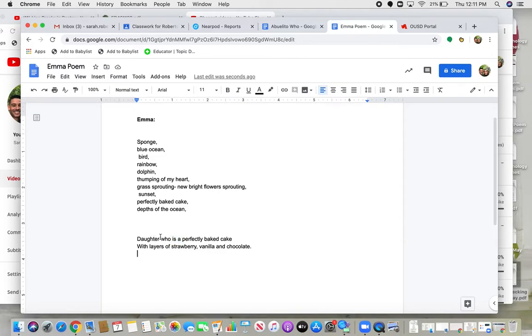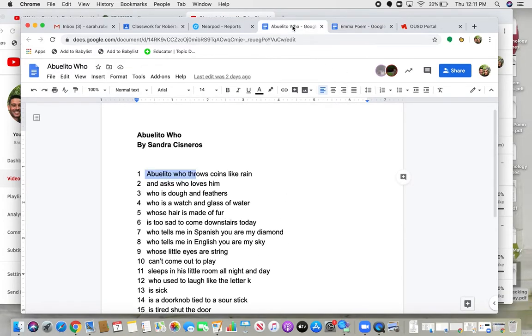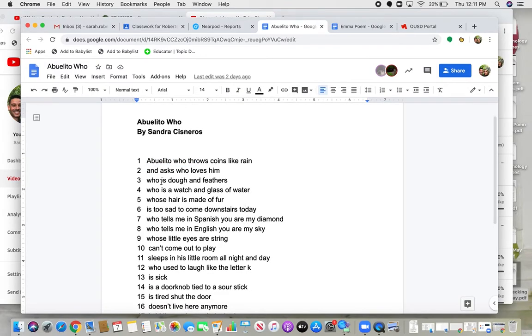So instead of saying Emma, daughter who is like a perfectly baked cake, I'm going to say daughter who is a perfectly baked cake with layers of strawberry, vanilla, and chocolate. So this is representative of the layers of her personality. She's strawberry, vanilla, chocolate. She goes up and down. She's happy, she's sad, she's excited, and she's perfect and sweet with layers of, or maybe I can say chocolate sweetness.